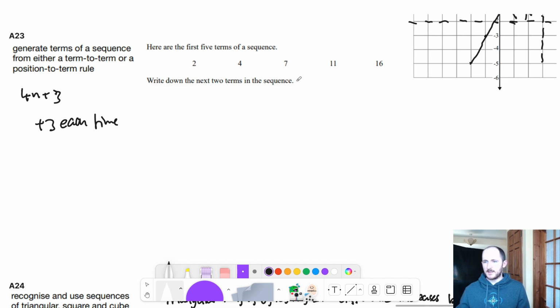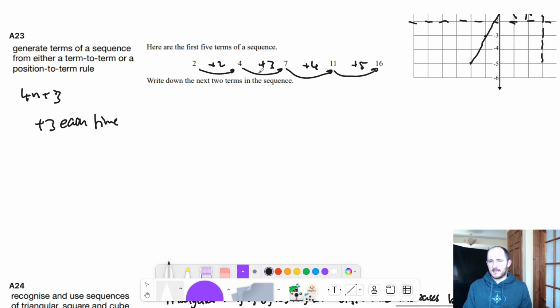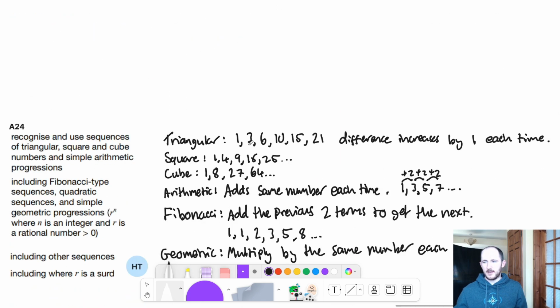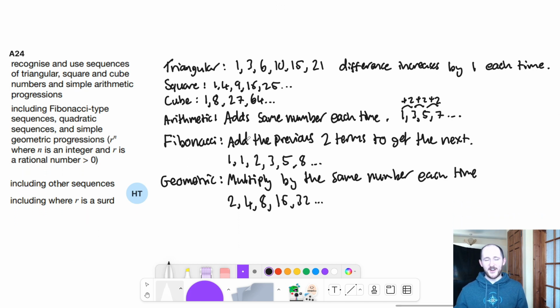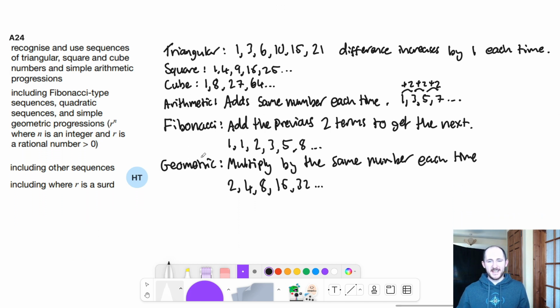So we need to write down the next 2 terms in the sequence. Well, what I would do here is see what the rule is. So it's +2, then +3, then +4, then +5. So logically, I'd add 6 to the next one, which would be 22. Then I'd add 7 to the one after that, which is 29. Nice and easy. Now here are all the different types of sequences you get to remember.